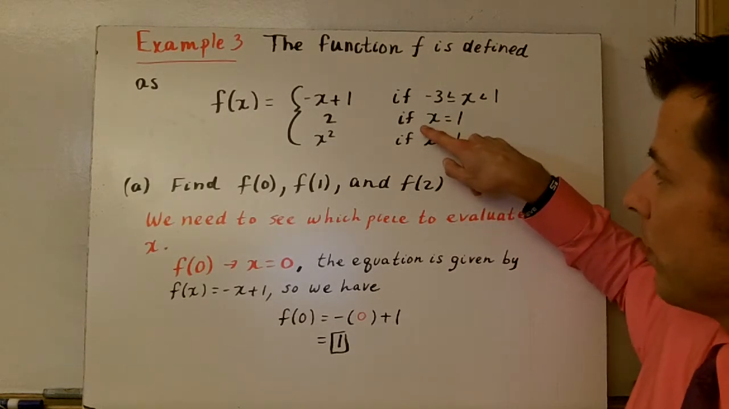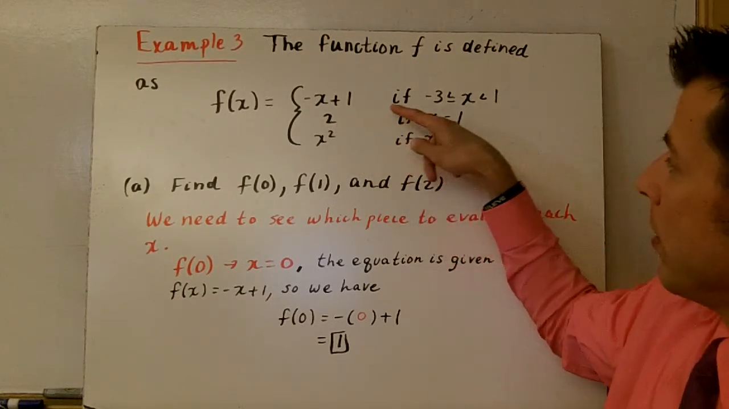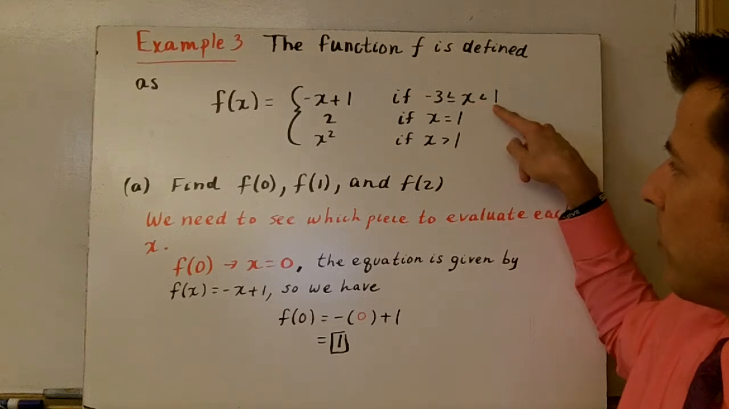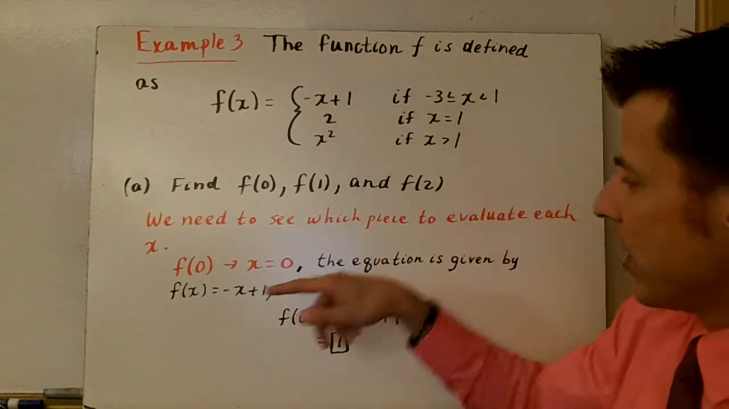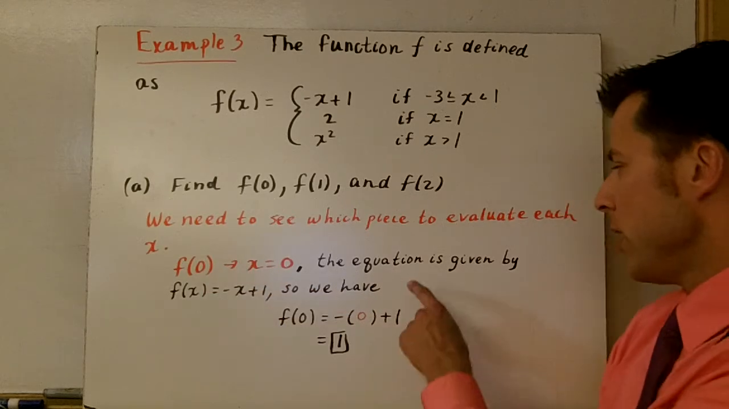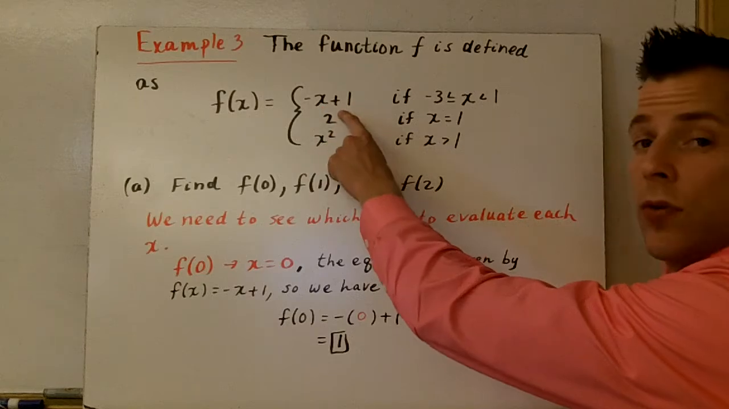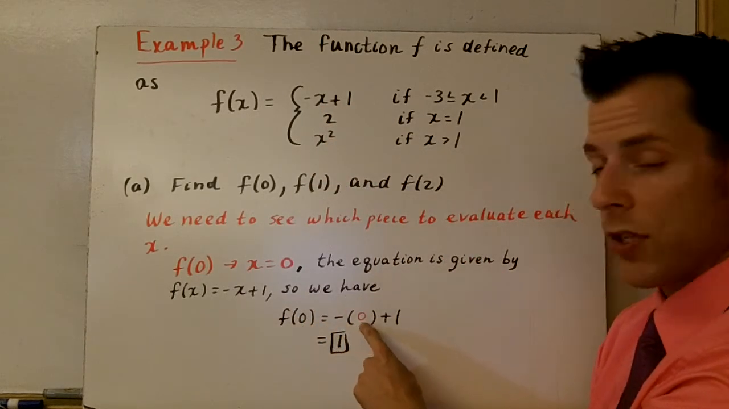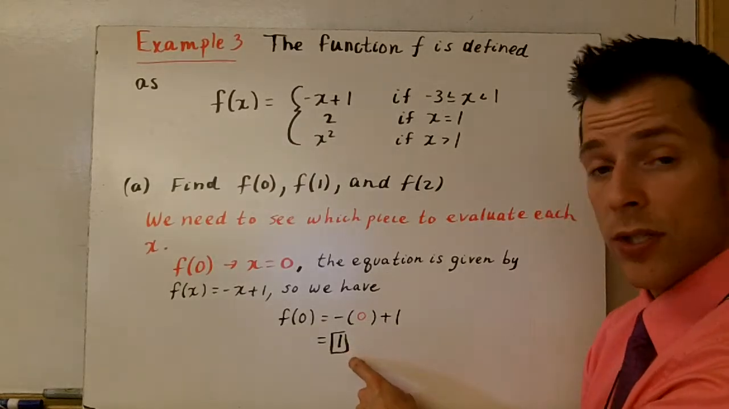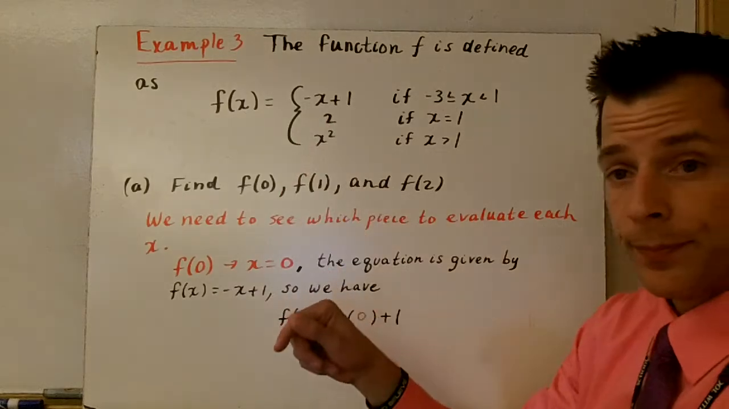I can't use 2 because x has to be equal to 1 in order to have a 2 for an output. But I notice that 0 is less than 1 and is greater than or equal to negative 3, so I found my match. So the x is 0. The equation is given by f of x equals negative x plus 1, that first equation. So we have f of 0 is equal to the opposite of 0 plus 1, which is just 1. So I plug 0 into that first equation.